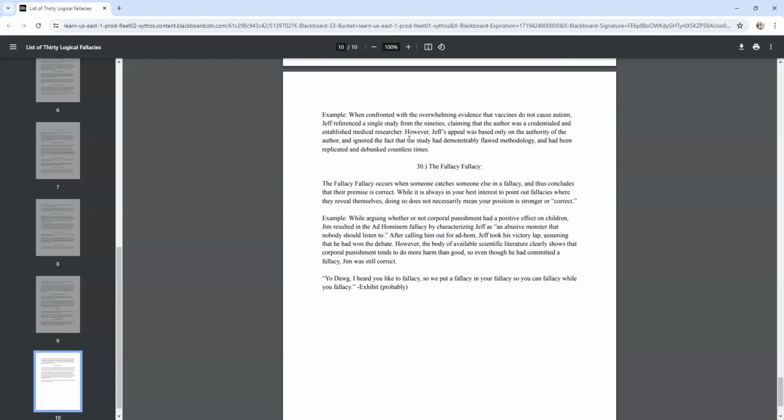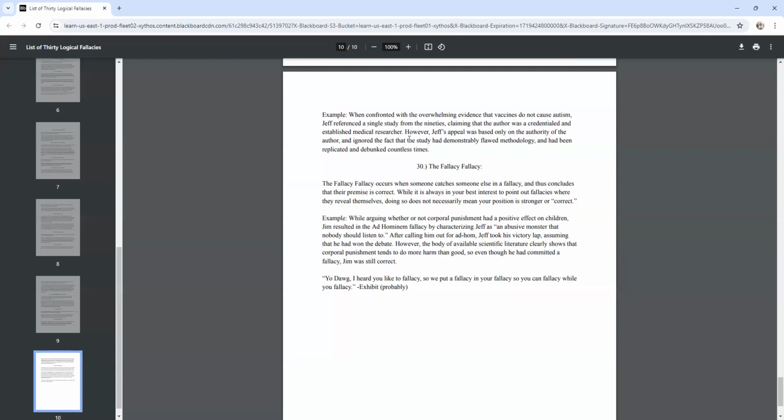All right, the example. While arguing whether or not corporal punishment had a positive effect on children, Jim resorted to the ad hominem fallacy by characterizing Jeff as, quote, an abusive monster that no one should listen to. After calling him out for ad hom, Jeff took his victory lap, assuming that he had won the debate. However, the body of available scientific literature clearly shows that corporal punishment tends to do more harm than good. So even though he had committed a fallacy, Jim was still correct, right?